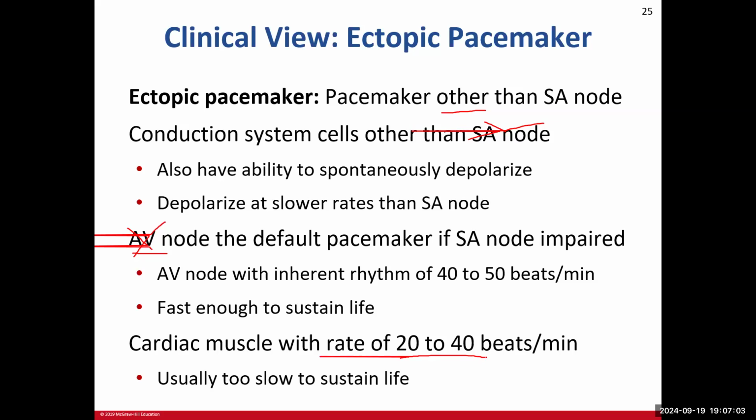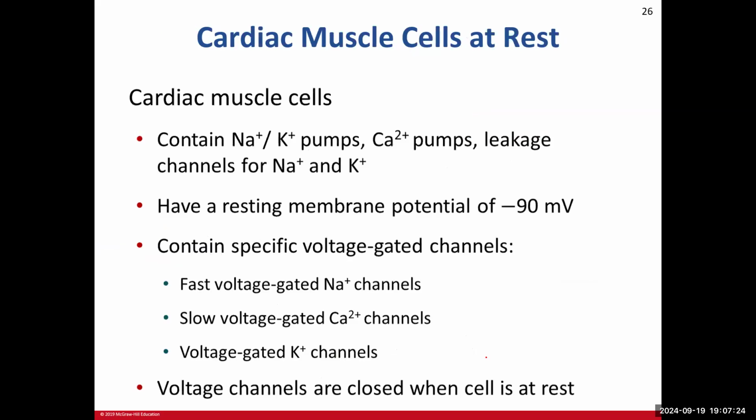But so you have backup systems. If the SA node is no longer able to be the pacemaker, you default to the AV node. If the AV node can't keep up with it, that's when we have to. What's the cure to this? Yeah, electricity. You're going to put a pacemaker in. You're going to put an actual pacemaker into the person's heart that will help to reestablish the proper rate there.